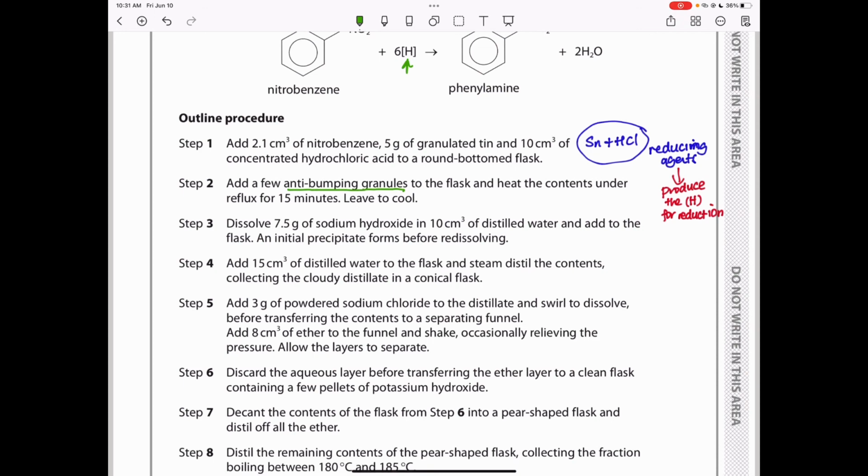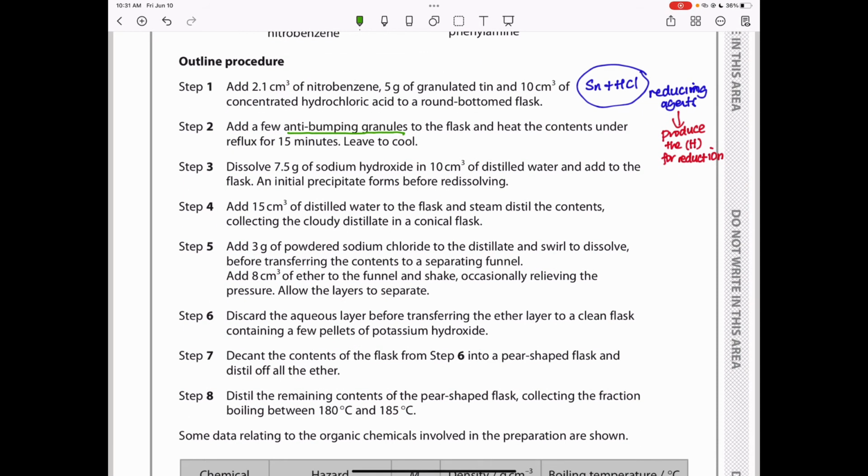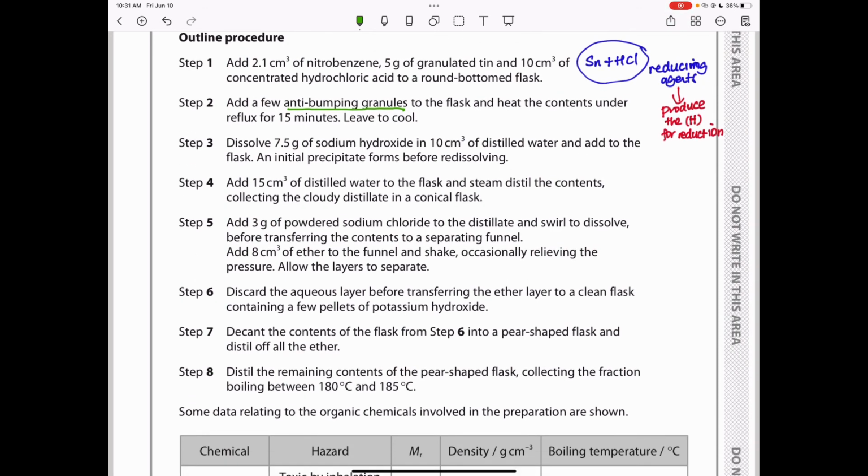Dissolve 7.5 grams of sodium hydroxide in 10 centimeters cubed of distilled water and add to the flask. An initial precipitate forms before dissolving. Then add 15 centimeters cubed of distilled water to the flask and steam distill the contents, collecting the cloudy distillate in the conical flask. Then they say add 3 grams of powdered sodium chloride to the distillate and swirl to dissolve before transferring the contents to a separating funnel. So this is basically a kind of purification.